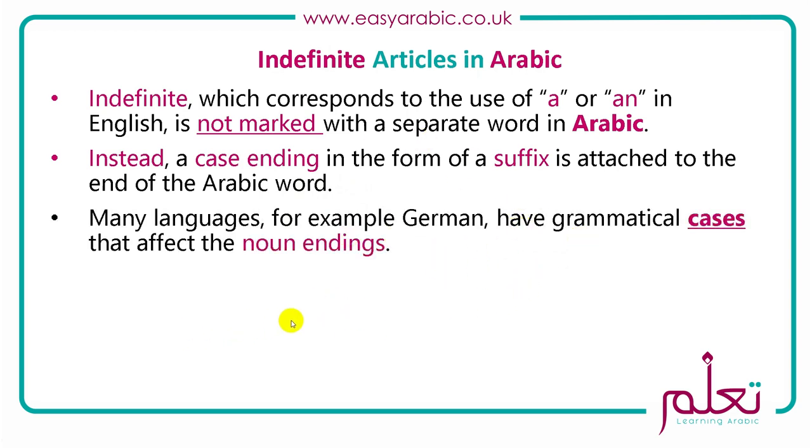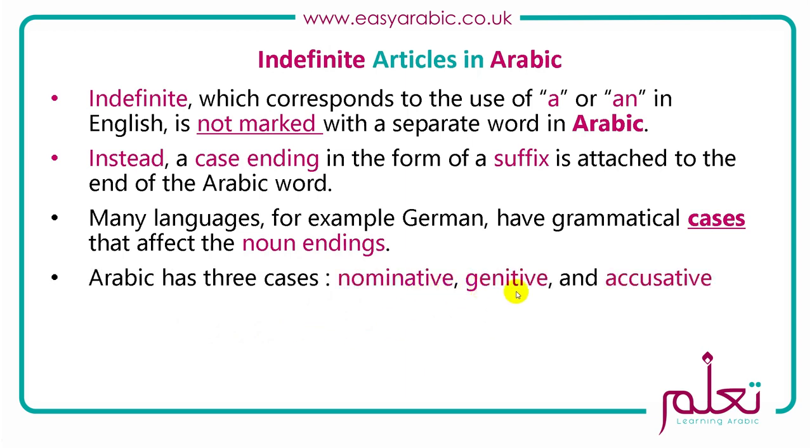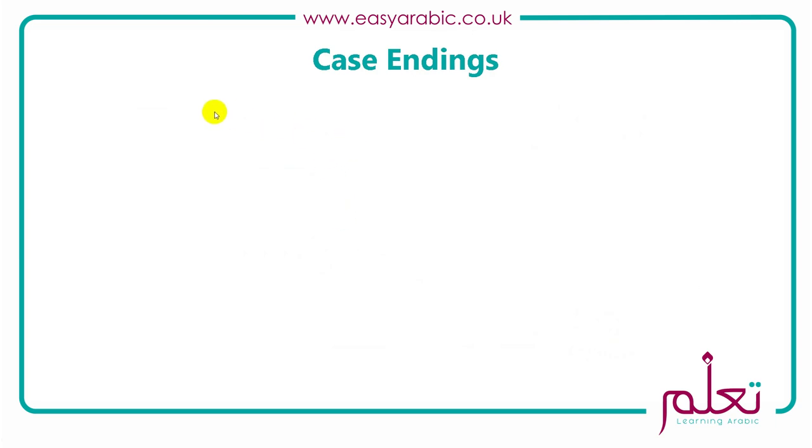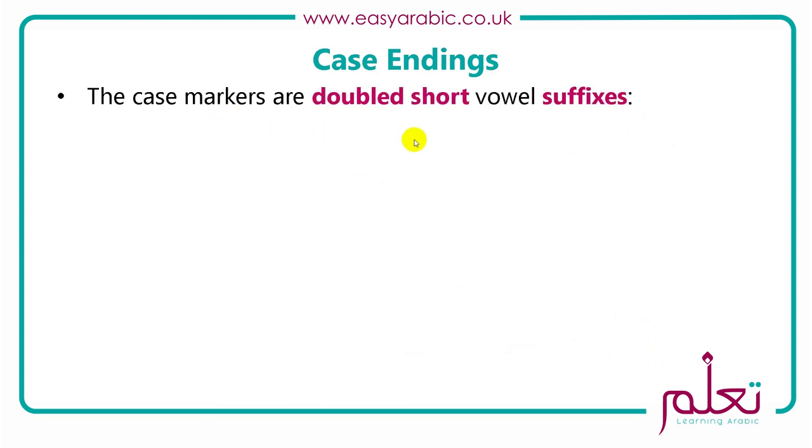So Arabic has three such cases. We have the nominative, the genitive, and the accusative. And these are suffixes that are attached to the word stem, and the nature of the stem determines which suffix will be applied. Basically, the context of the word will determine which suffix will be applied. If we look at the case endings, basically what they are is the double form of short vowels. Okay, so which we covered: fatha, dhamma, and kasra. So the suffixes that are applied are basically the double versions of these.